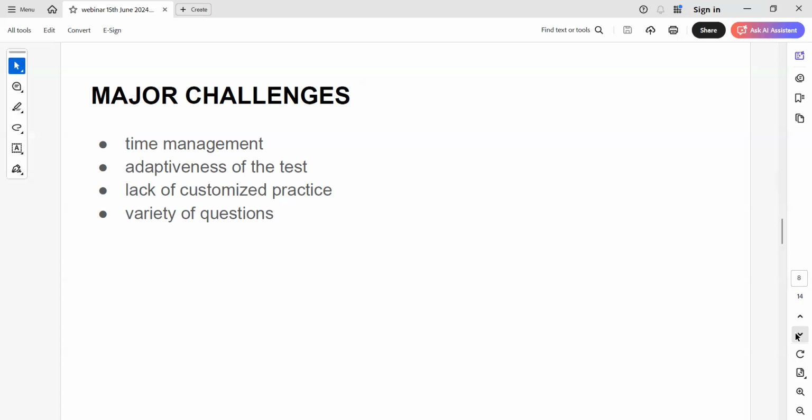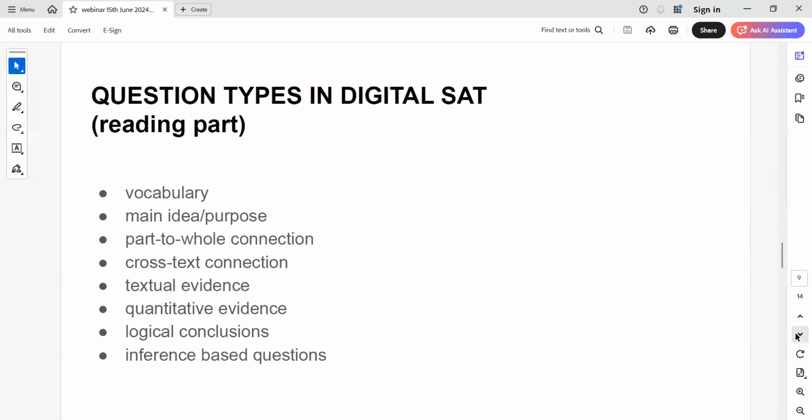Then, a variety of questions. You don't have just one type of questions all over. Although you have MCQ pattern of questions, sometimes you have to answer words in context, sometimes you have to answer command of evidence, sometimes you have to answer this, sometimes you have to answer that, right? So let us understand what are the types of questions that you would see in your reading part. In the reading part, the very first type of questions that you would see is the words in context, which means vocabulary. So let's say the first five questions maybe would be related to vocabulary.